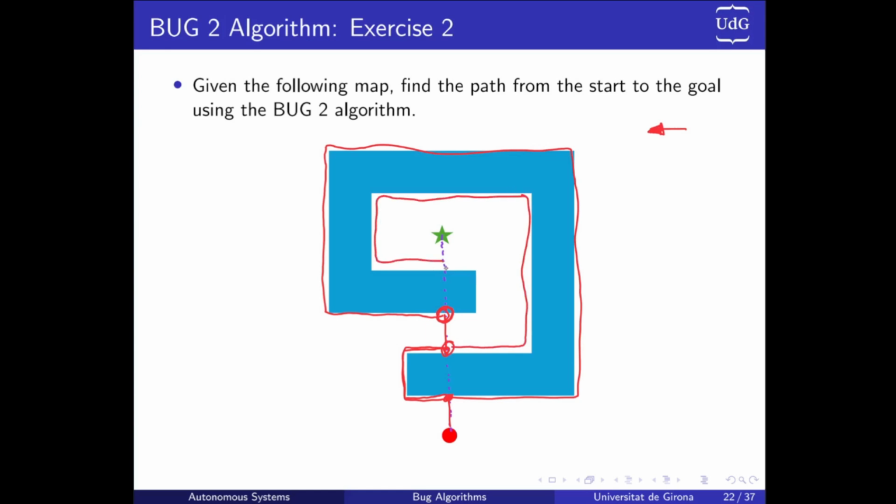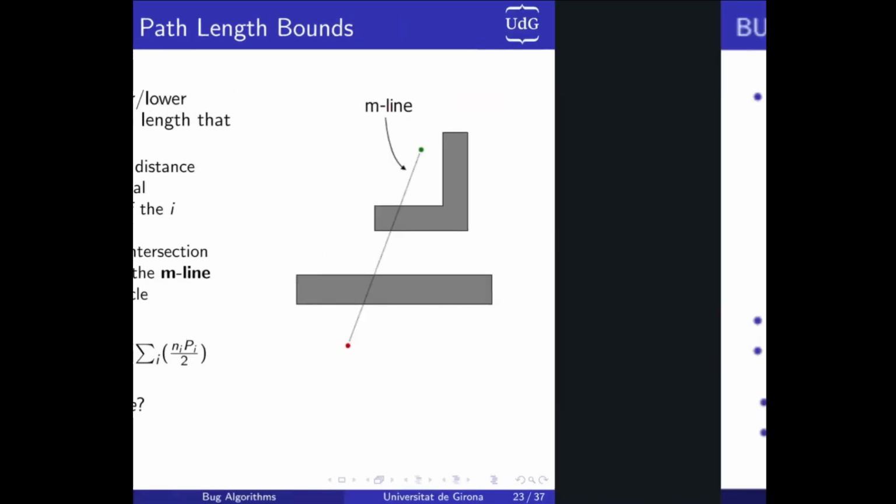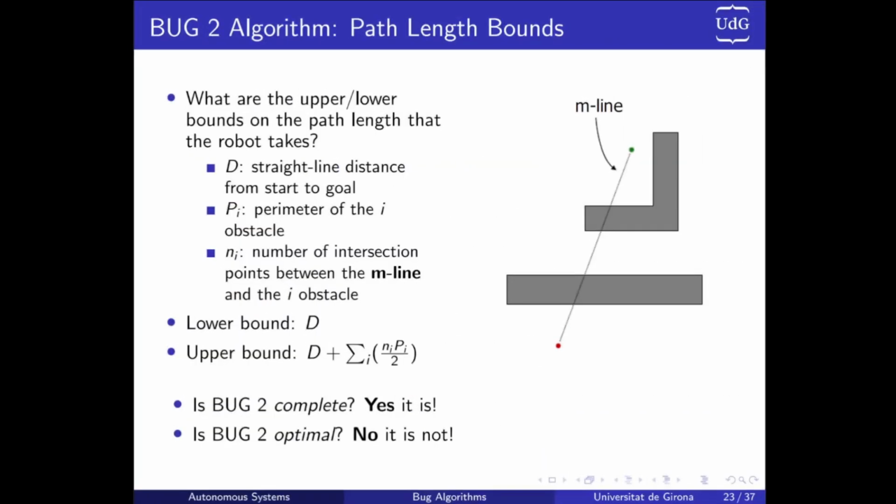Again, we cross the M line. Is this point closer than this one? Yes. Oh, yes. Then we move to the goal. You have seen that although it's not the best scenario when we decide to move left, we have reached the solution. It's not the best path, but it found the solution. Then, similar to Bug 1, Bug 2 is complete, but it is not optimal.